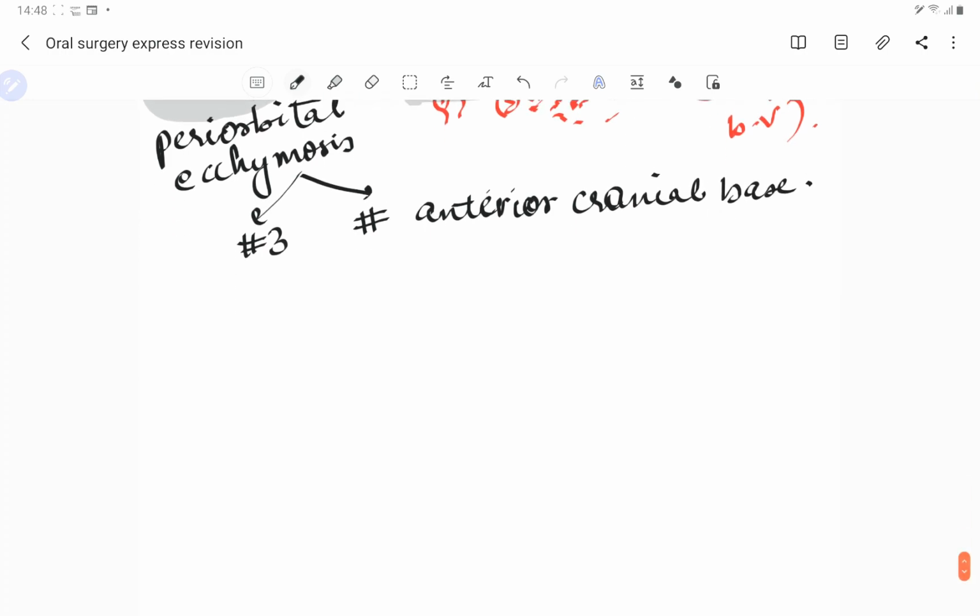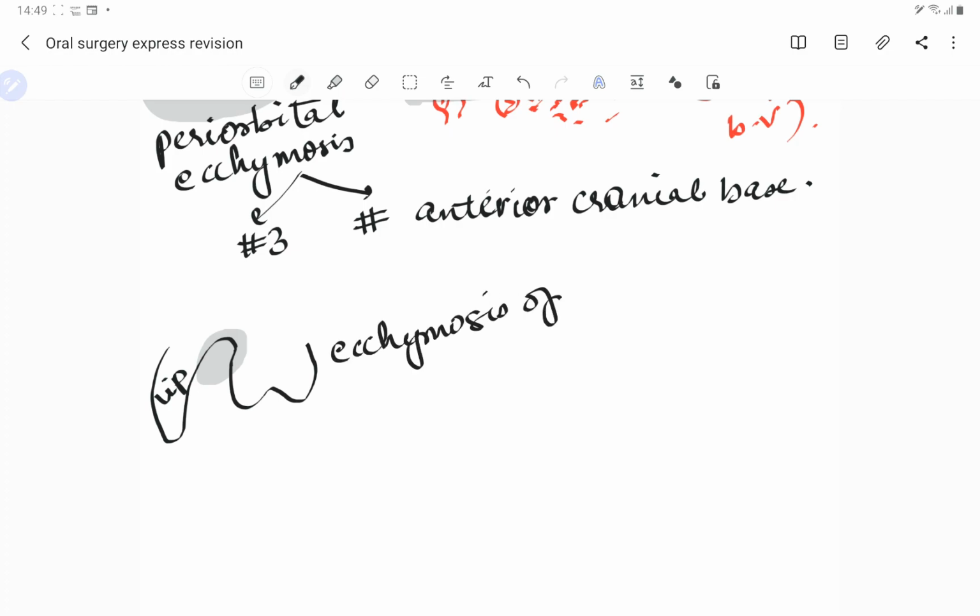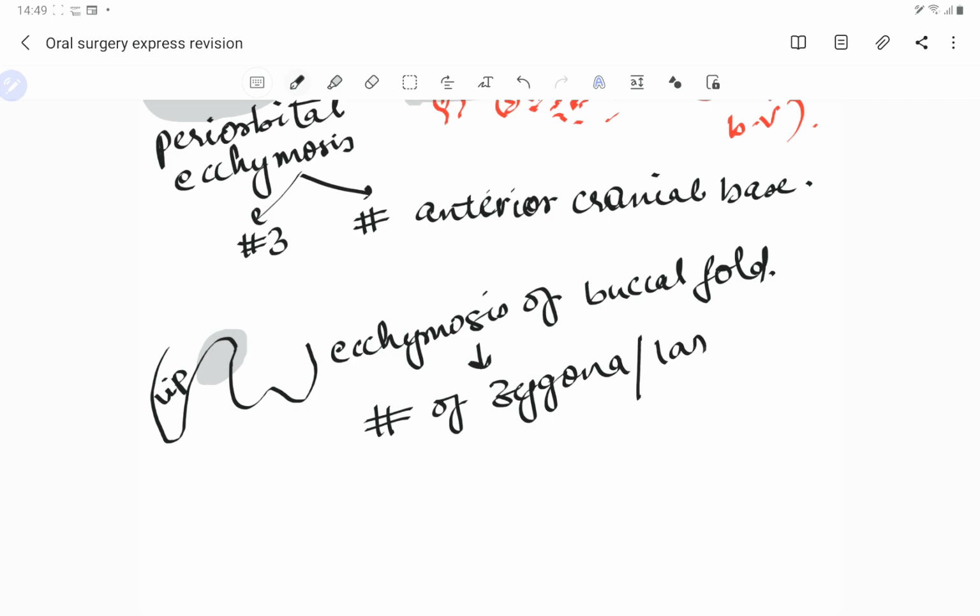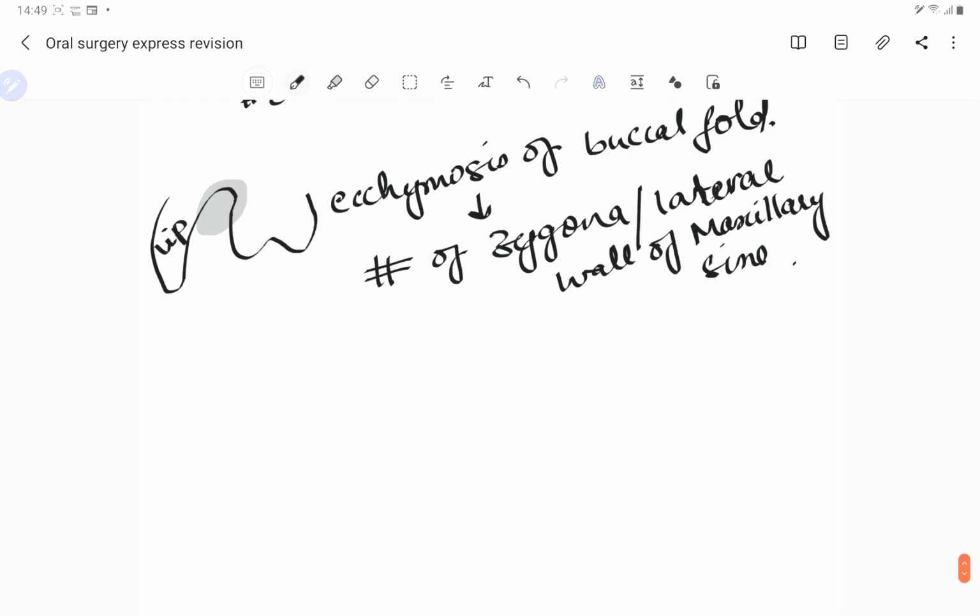If there is ecchymosis in the buccal mucosa, say this is the teeth, right, occlusal view, and this particular part is the lip, and you see ecchymosis in the buccal fold, then that can be due to fracture of the zygomatic bone, or due to, say, the lateral wall of the maxillary sinus, which is also frequently seen in the midfacial fractures.